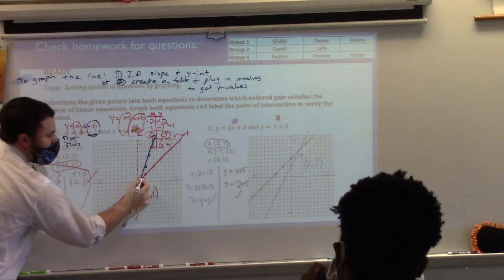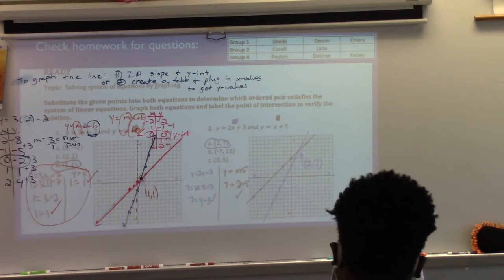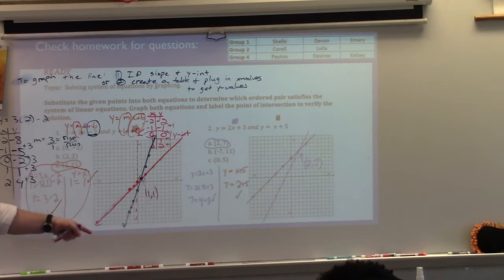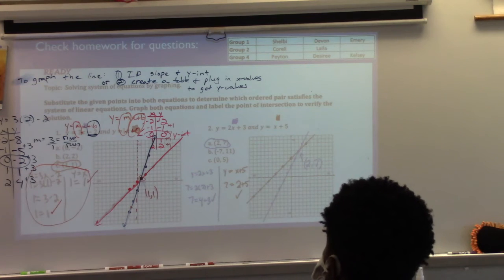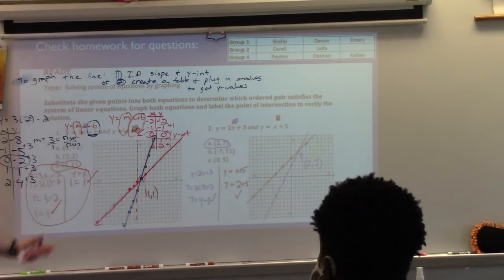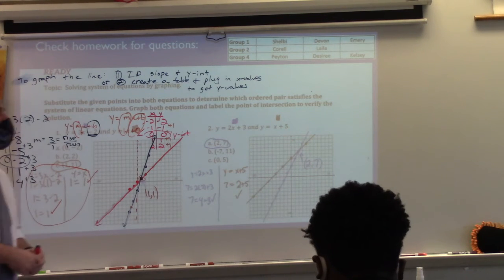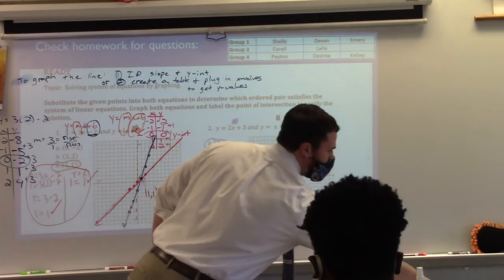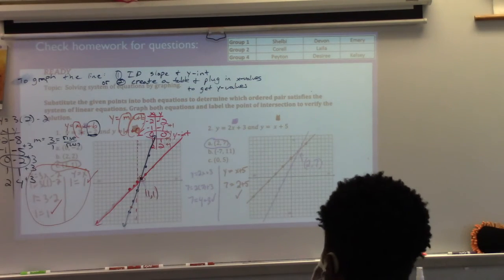So then this point of intersection right here, where both of those lines are intersecting, that one point makes both of them true. Notice we can even verify it right here. When I plugged it in, did it make both equations true? That is the point of a point of intersection, that it makes both equations true. Yep. Any questions about that before we move on? Do we understand a little bit better about how to graph a line from an equation?